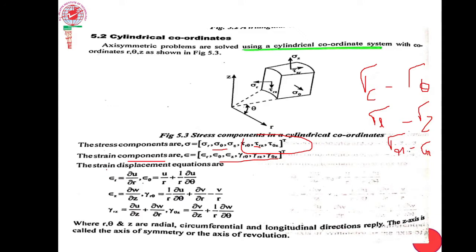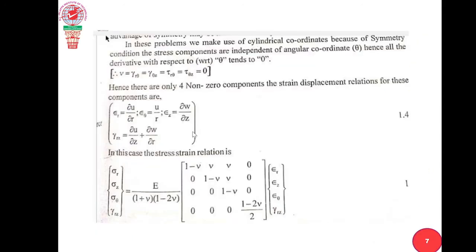Now, for the stress-strain relations, what is epsilon r? Nothing but dou u by dou r. What is epsilon theta? Nothing but u by r plus 1 by r dou u by dou theta. What is epsilon z? Dou w by dou z. Similarly, gamma r theta is 1 by r dou u by dou theta plus dou v by dou r, I think, let me take it up better.